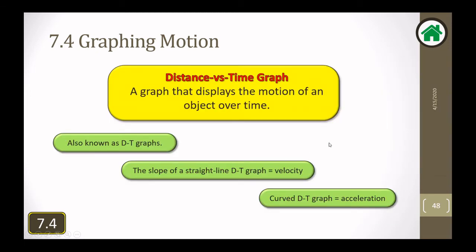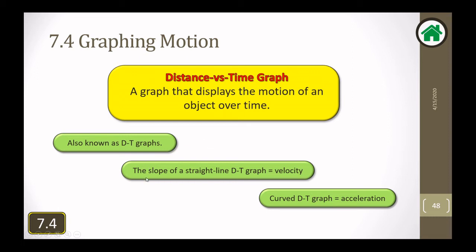The graph we just looked at was called a distance versus time graph. And that's exactly what it is. It's a graph that displays the motion of an object, the distance traveled by an object over time. You can abbreviate a distance versus time graph as a DT graph. Sometimes you will see it called a position versus time graph or a PT graph. Position versus time graphs are slightly different, but they can show the same information: whether an object's moving, how fast it's moving, where it started, where it ended, all that good stuff.